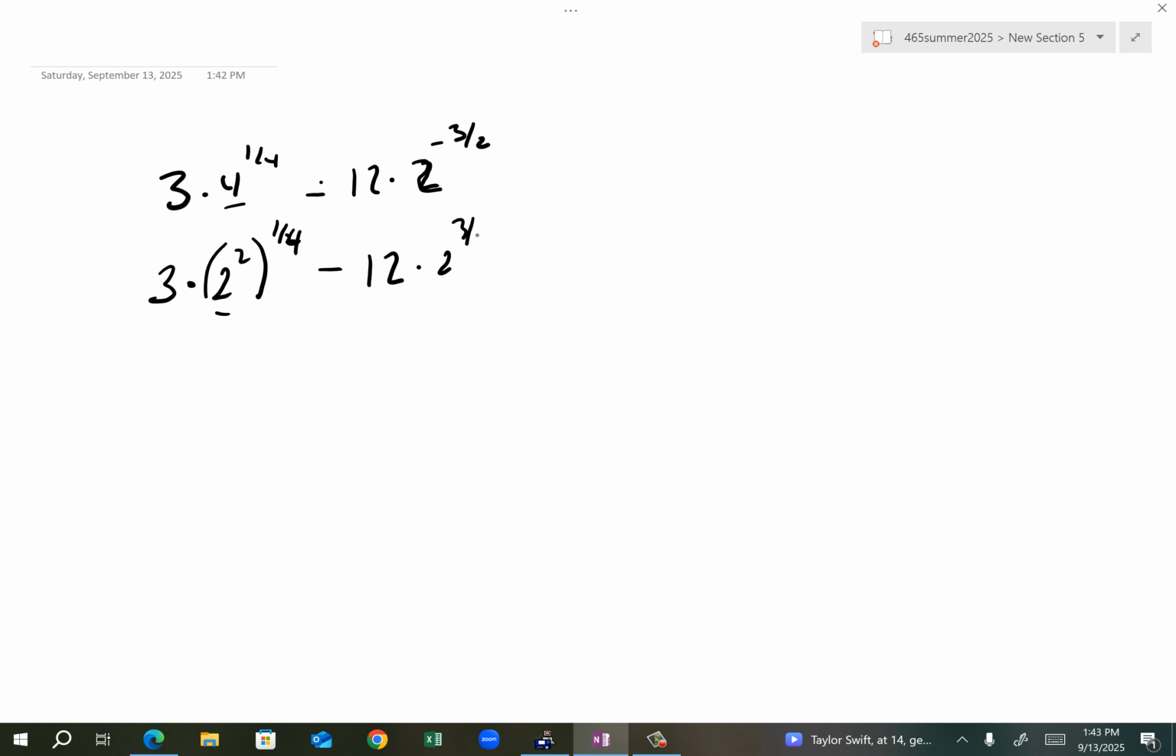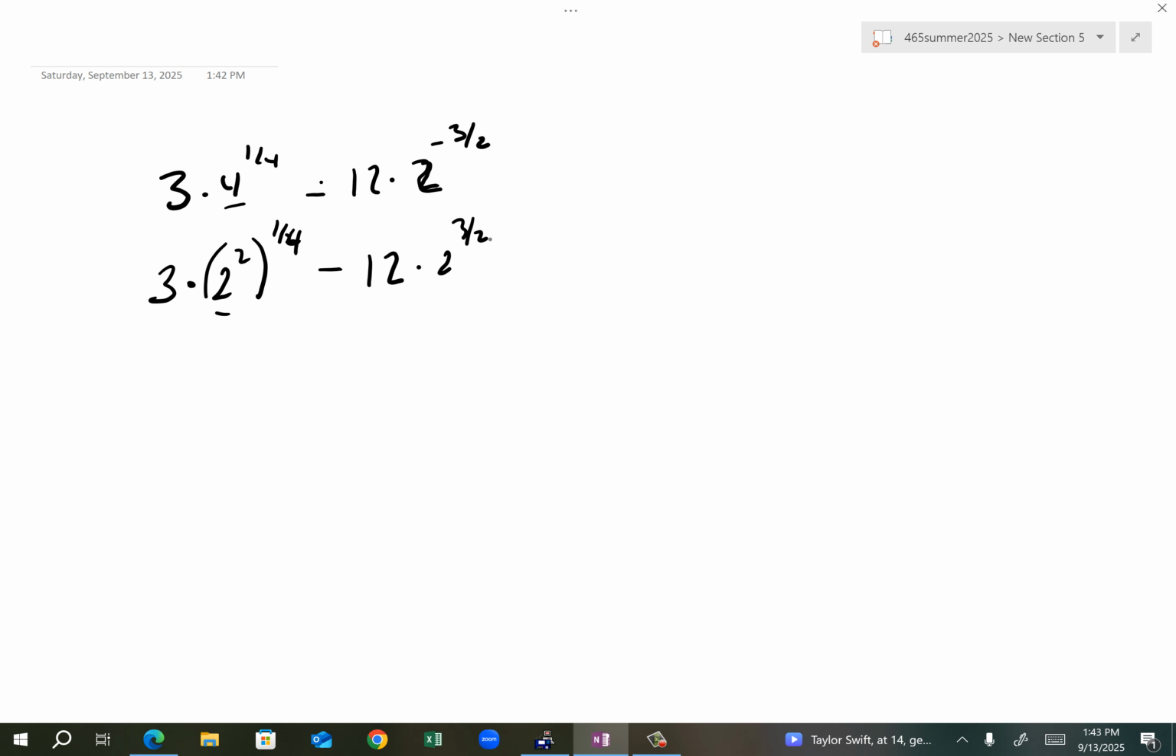Here is another one that you will see on the assignment. 3 times 4 to the 1/4 power minus 12 times 2 to the minus 3/2. Well, we would like to solve this as a whole number without using a calculator. That's easy, right? So what is 4 to the 1/4 power? Since this is a power of 2 here, this is also a power of 2. That's 2 squared to the 1/4 power. Are you with me? Minus 12 times 2 to the 3/2 power.